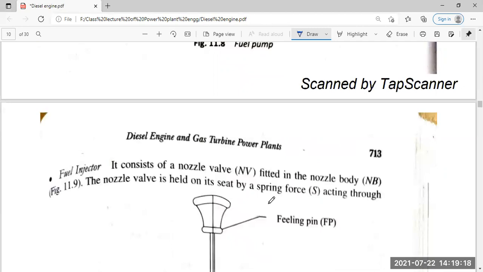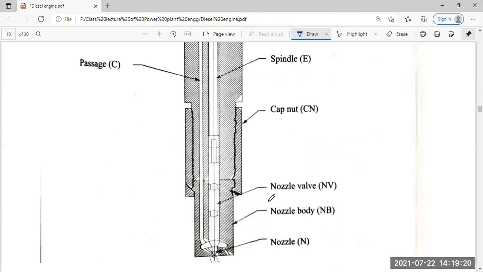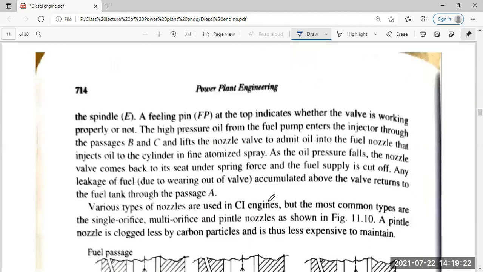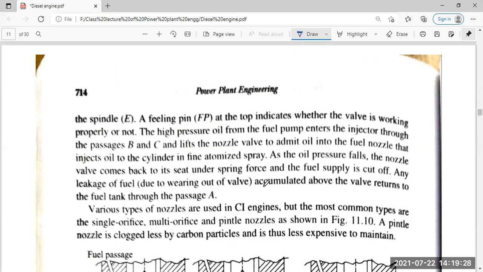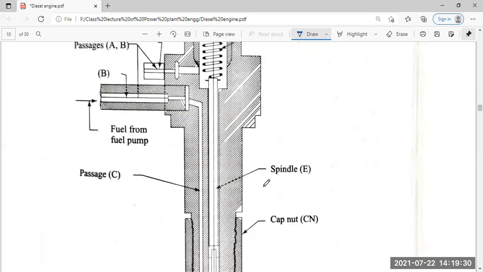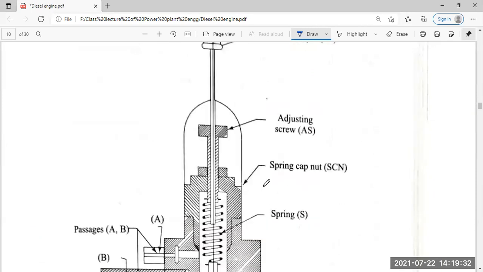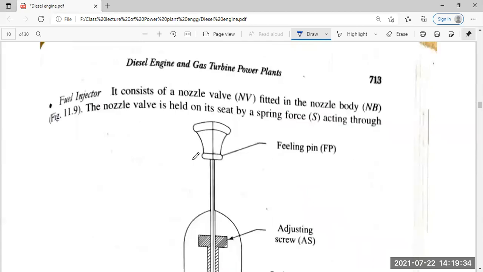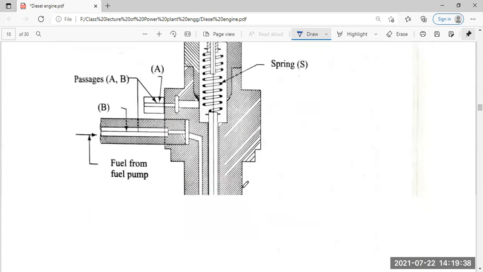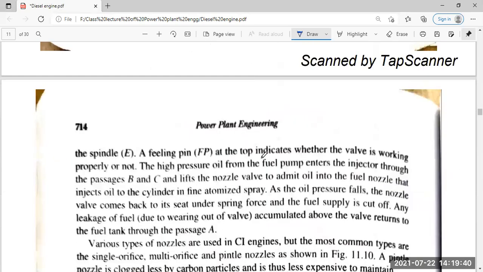The spring force acts through the spindle E. A filling pin FP is at the top. This is the filling pin. What is its function? This filling pin at the top indicates whether the valve is working properly or not.